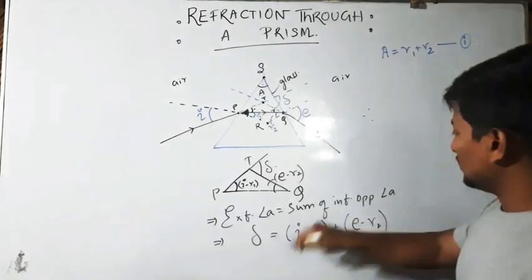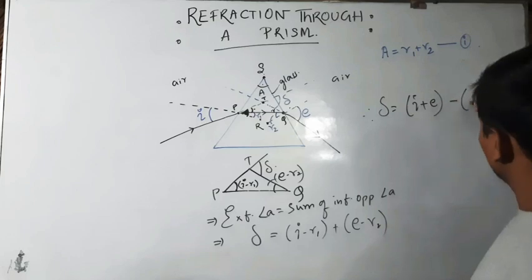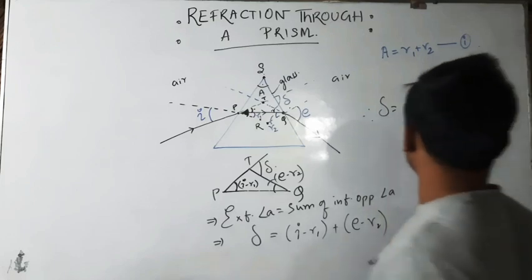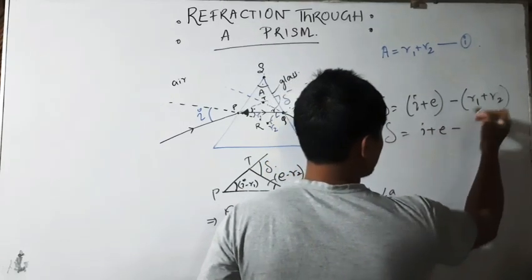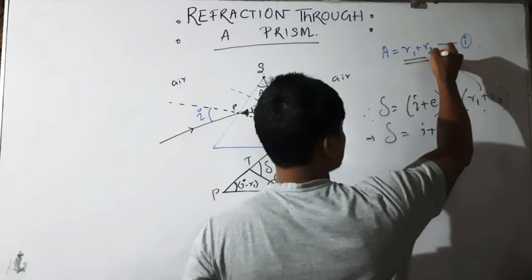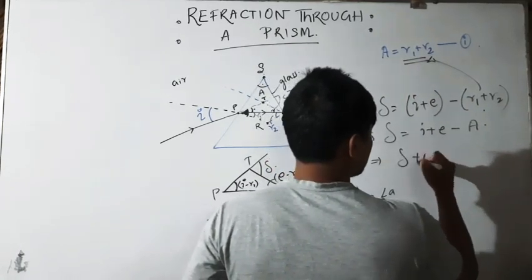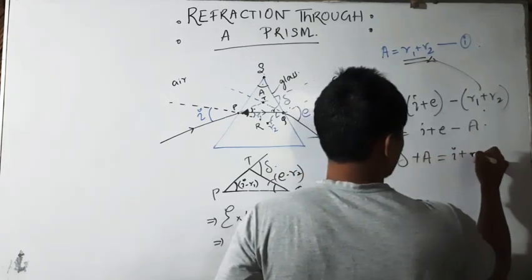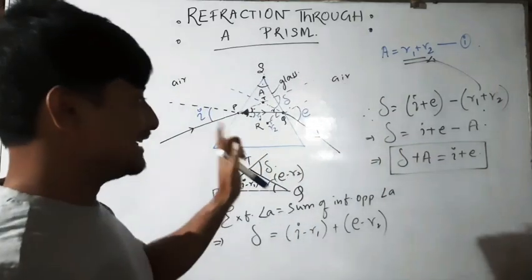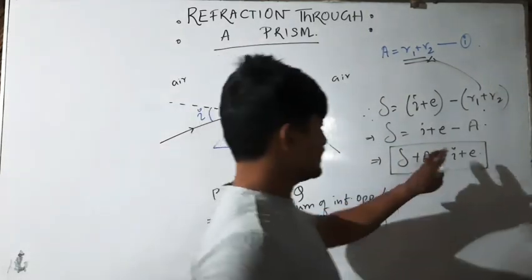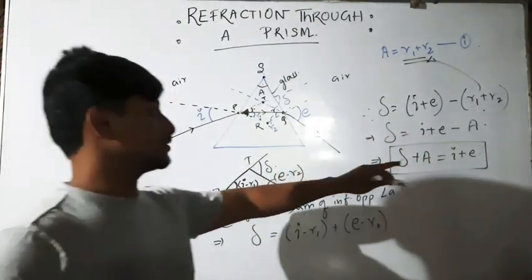Understood? So if I frame this diagram, I'll get this part, isn't it? So from this part, what I can write, see, I plus E minus R1 plus R2 is your what? This is your angle A. So if I frame this formula consciously, I will get delta plus angle A, meaning angle of prism, equal to I plus emergent angle E. This is a very important formula.